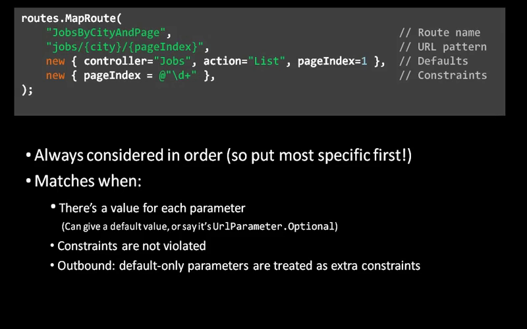Secondly, all constraints have to be satisfied, and this applies both to values extracted from incoming URLs or for outgoing URL generation to the parameters you've provided. If some constraint is violated, then the route entry won't match and the system will just move on to the next one. The third condition applies only to outbound URL generation. In this example, we've got 2 default-only parameters, controller and action, which are specified as defaults but aren't in the URL. For outbound URL generation, if you supply values for those parameters, then your specified values have to match the defaults. Because, for example, if you said you wanted to link to some controller other than jobs, then this route entry could never do that, so it shouldn't match.